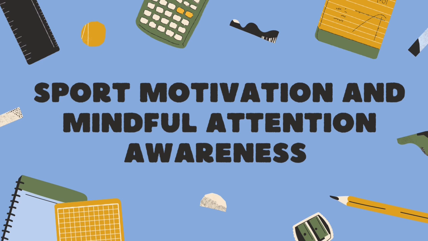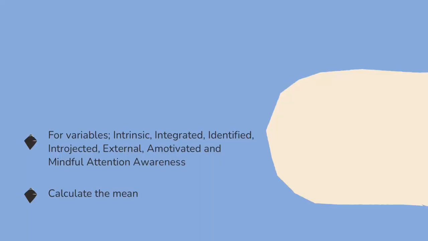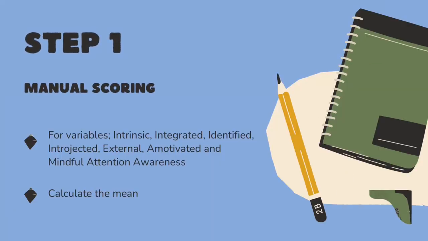In today's video, I will demonstrate how to use Jamovi software to measure the relationship between sports motivation and mindful attention awareness. So the research objective of this study is to determine the relationship between sports motivation and mindful attention awareness of the respondents. First thing first is to do manual scoring, where the sport motivation scale has 5 divisions consisting of 16 questions, and mindful attention awareness has 15 questions, so it is essential to do manual scoring to calculate the mean and to have significant findings in this study.